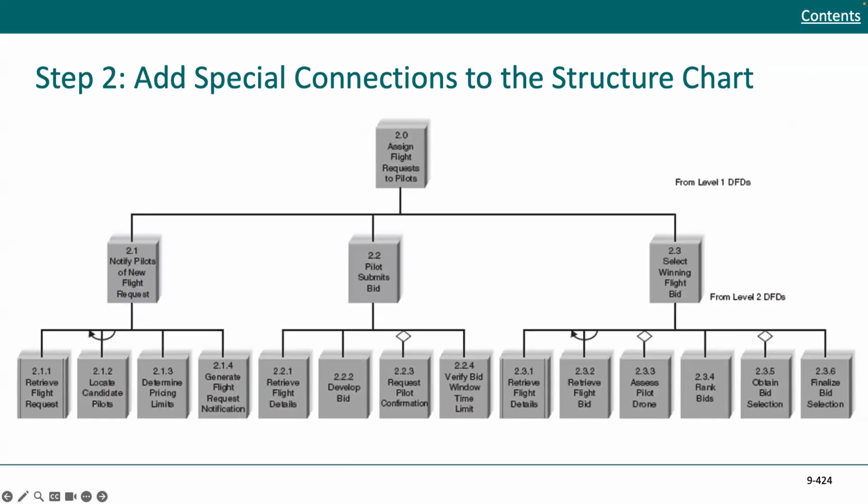Next, we want to be adding special connections to the structure chart. So now we get a little bit more specifics that we've started to add for the nature of how we push these down, and we're showing things down at this bottom tier. So the highest level is from the level 1 data flow diagrams, and here is from the level 2 data flow diagrams, and we get the final resulting things that we're starting to manipulate down at the bottom.